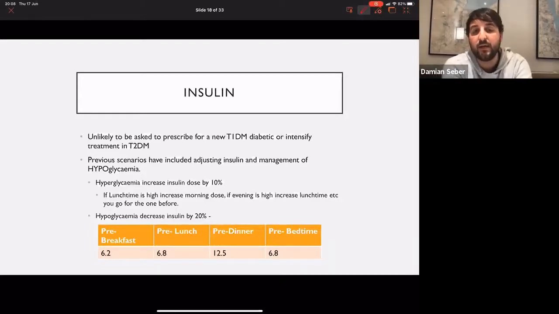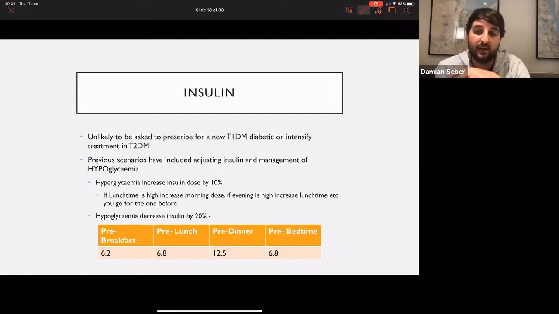So if they're pre-dinner, so they take their blood glucose level before their dinner, and it's 12.5, you would change the lunchtime insulin, because that lunchtime insulin is the thing that's going to change the pre-dinner glucose level. If you increase the dinner insulin, it's not going to fix the problem that's happening between lunch and dinner. So you just go for the one before.